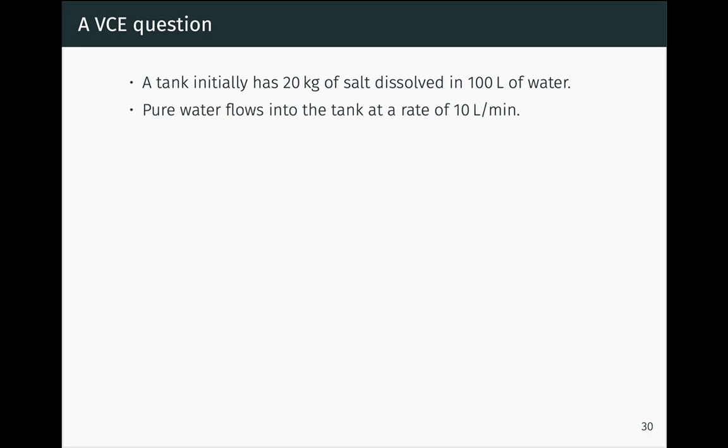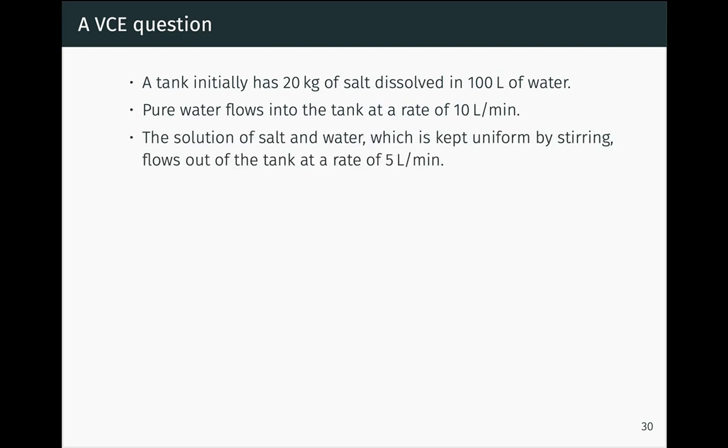Right, pure water flows into the tank at a rate of 10 litres per minute, and the solution of salt and water, which is kept uniform by stirring, flows out of the tank at a rate of 5 litres per minute. So before we get any more information or get asked any questions, let's just build a mental image here. There's a tank of water. It's got 100 litres, 10 litres a minute coming in, 5 litres a minute going out.